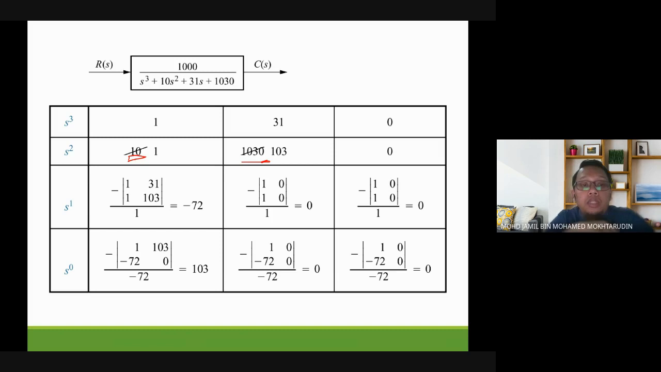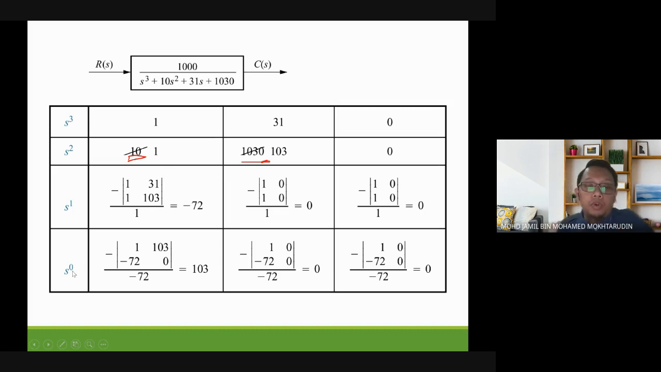And then you calculate the row S1. So the formula is negative. You look at the two rows above. So 1, 1, 31, and 103 divided by the row above, 1. And same with the second column, negative 1, 1, 0, and 0, okay? Divided by 1.